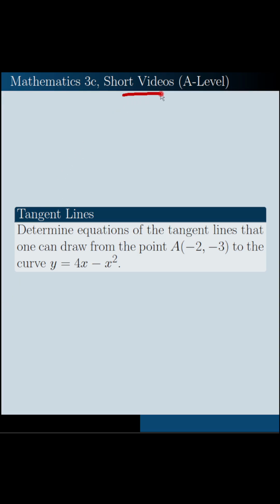Hello, in this short video I will solve the following A-level problem. Determine equations of the tangent lines that one can draw from the point A with coordinates -2 and -3 to the curve y equals 4x minus x squared. Pause the video at this point and give it a try.